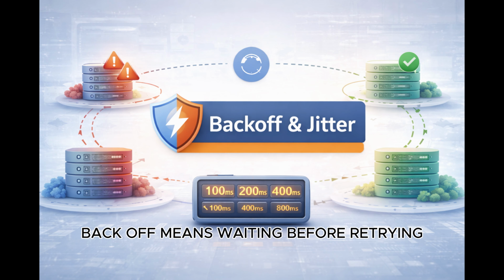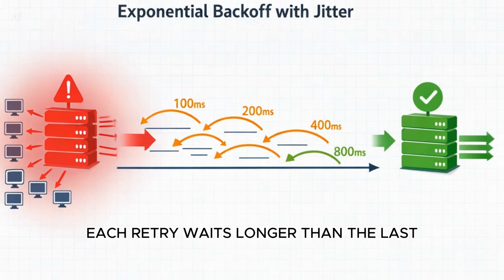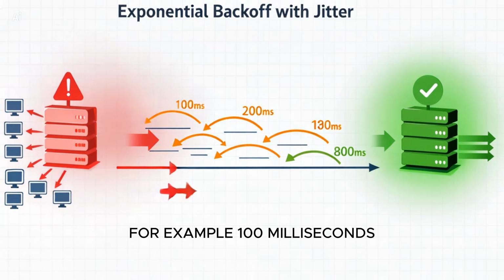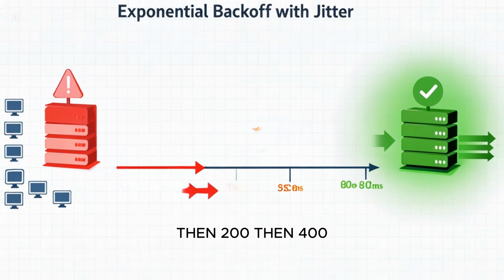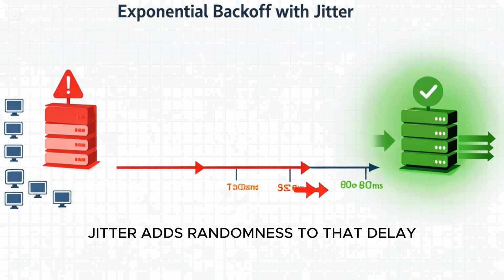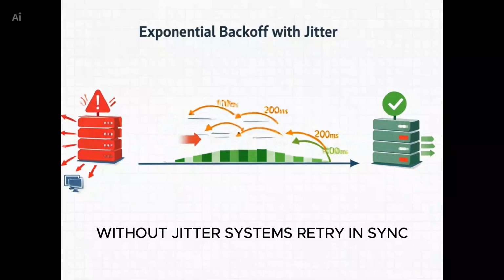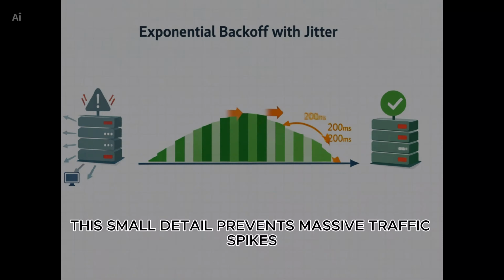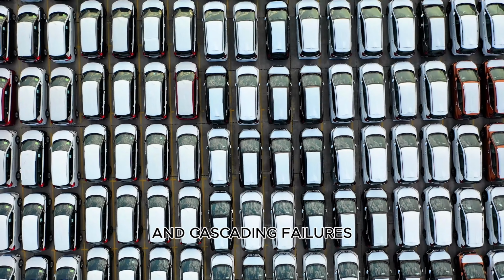Backoff means waiting before retrying. With exponential backoff, each retry waits longer than the last. For example, 100 milliseconds, then 200, then 400. Jitter adds randomness to that delay. Without jitter, systems retry in sync. With jitter, retries spread out. This small detail prevents massive traffic spikes and cascading failures.